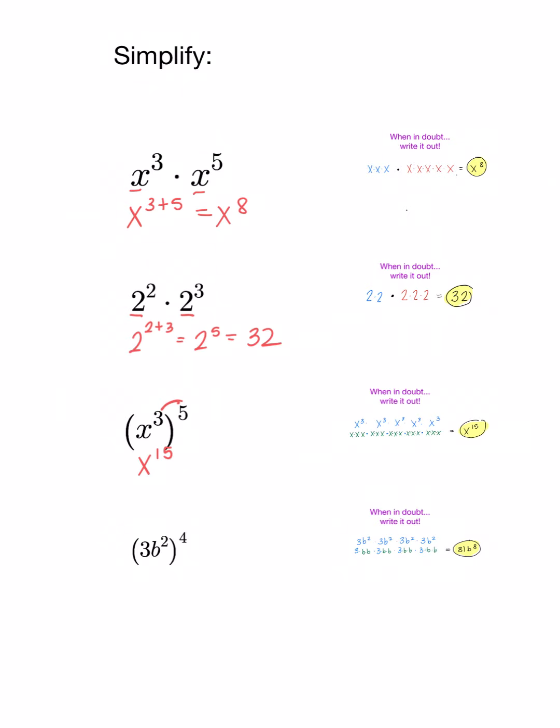It starts to get a little trickier when I have more than one thing inside the parentheses. Notice that this 4 applies both to the 3 and to the b squared. So this would be 3 to the 4th, b to the 2 times 4, or 81 b to the 8th. This is the same value that I got when I wrote it out, noticing that it's 3 times 3 times 3 times 3 that gives me that 81.